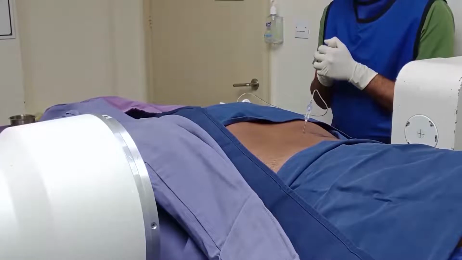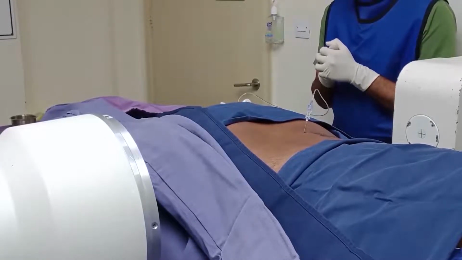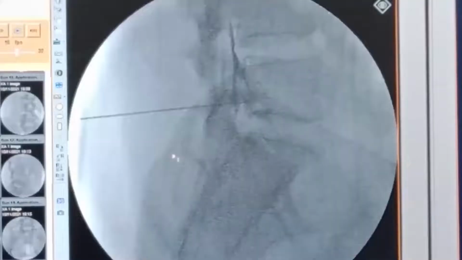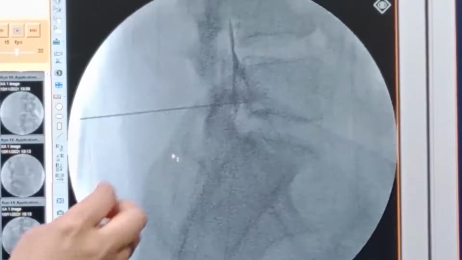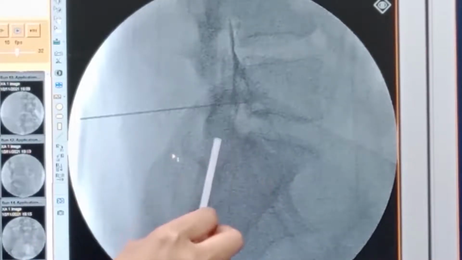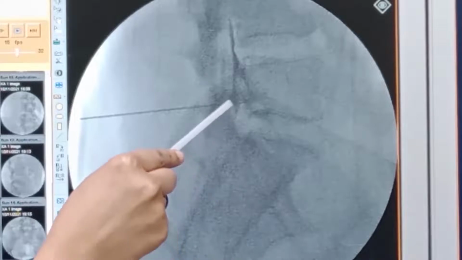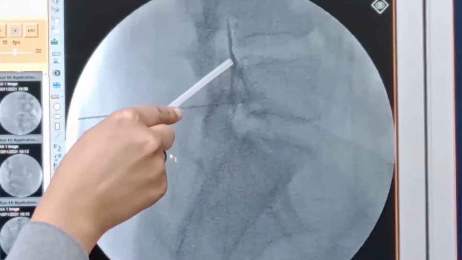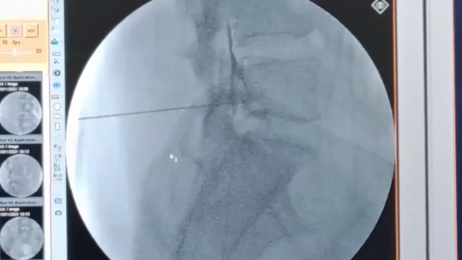After giving the contrast and taking an AP view, we are going to take a second safety view in lateral position. In the lateral view, the tip of the needle is in the intervertebral foramen, and after giving the contrast, one can see the spread of the contrast going into the anterior epidural space up to the level of L4.